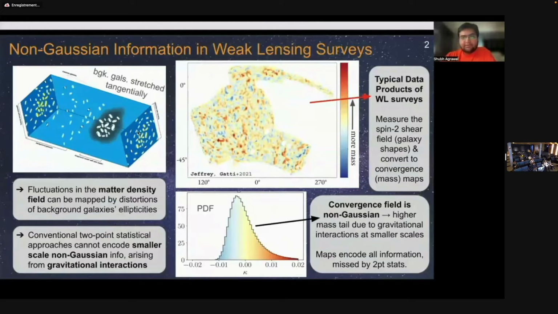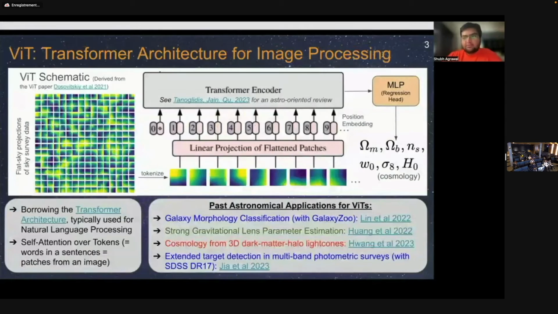As we know, at smaller scales, gravitational collapse leads to deviations from linear growth theory, resulting in non-Gaussian information. So as a schematic on the top right here, we have a typical data product of a weak lensing survey, here the Dark Energy Survey's convergence map. If I plot a simulated histogram of these kappa values, you see a higher value tail that is due to gravity at smaller scales. Essentially, this information is missed by a two-point statistic, so we need a more complicated summary statistic than that. There have been several examples ranging from, say, peak counts to CNNs to scattering transforms.